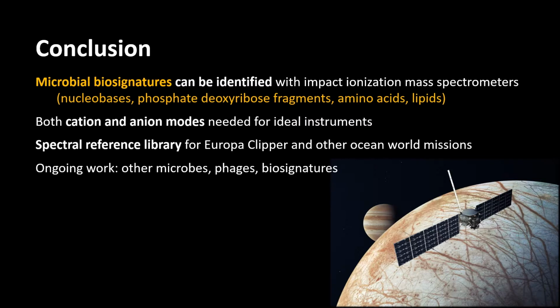So for conclusion, our results show that microbial biosignatures can be identified with impact ionization mass spectrometry. And in particular, we observed nucleobases, the fragments of the phosphate deoxyribose DNA backbone, many amino acids and lipids. Ideally, a future applied instrument should be capable of detecting both cation and anion to detect the complete range of the biosignatures that we have so far investigated.